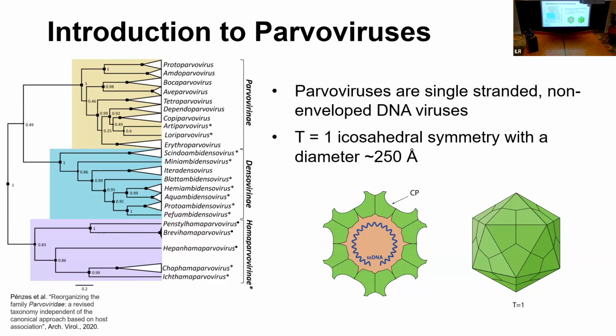Here you can see inside the capsid, you have the single-stranded DNA that carries all the instructions for how to build more of itself once it infects and hijacks its host cell. And then here you can see it is protected by this T=1 icosahedral symmetry, and the diameter of this is about 250 angstroms, as mentioned, can't be seen by the naked eye.